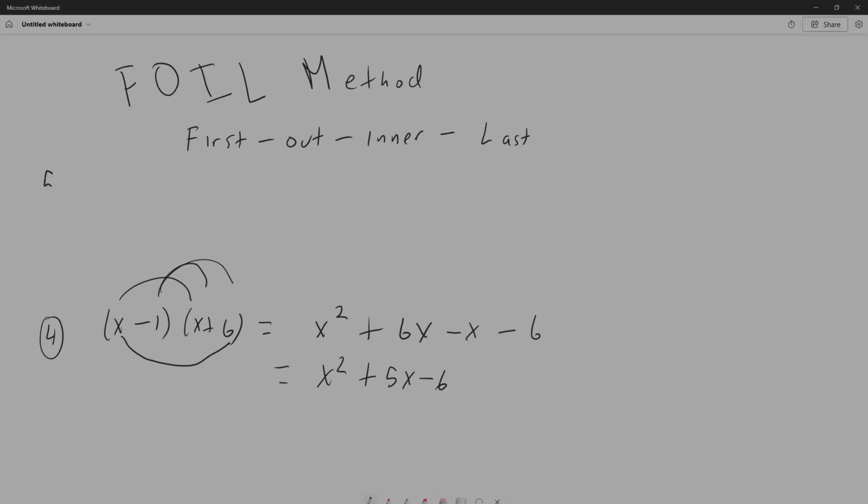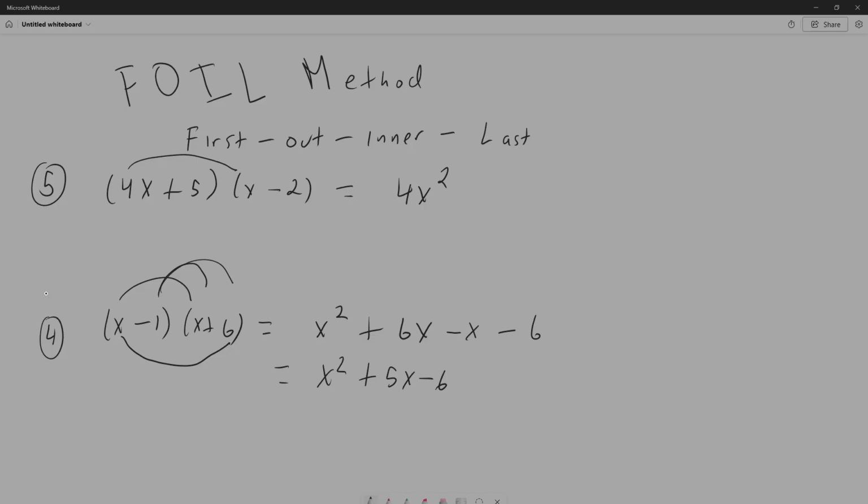Now we're going to do exercise number 5. It says 4x plus 5 times x minus 2. So now we're going to do first, which is 4x times x, that's equal to 4x squared.